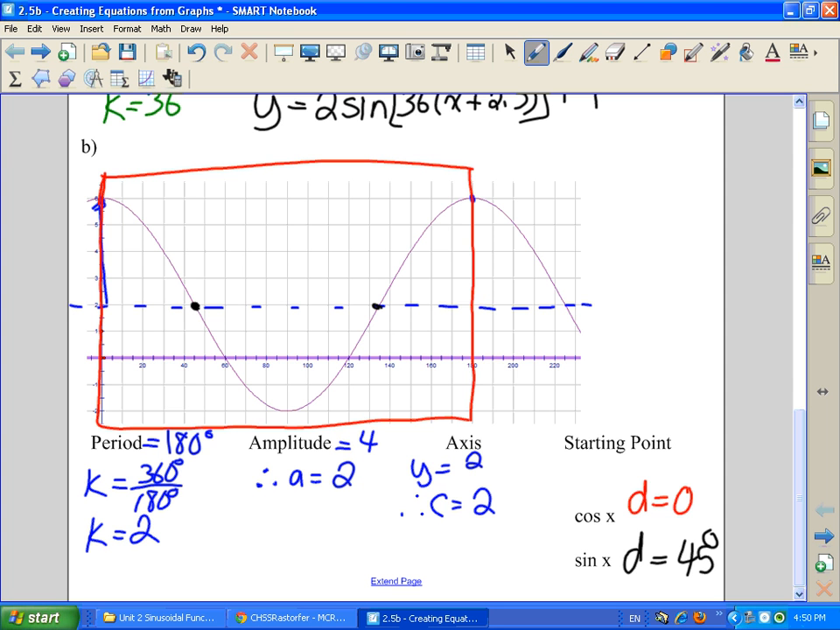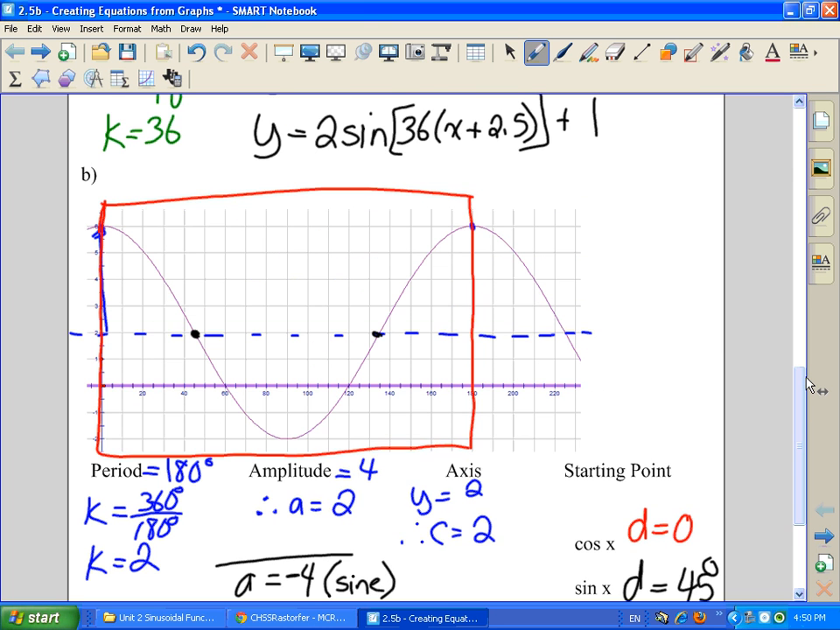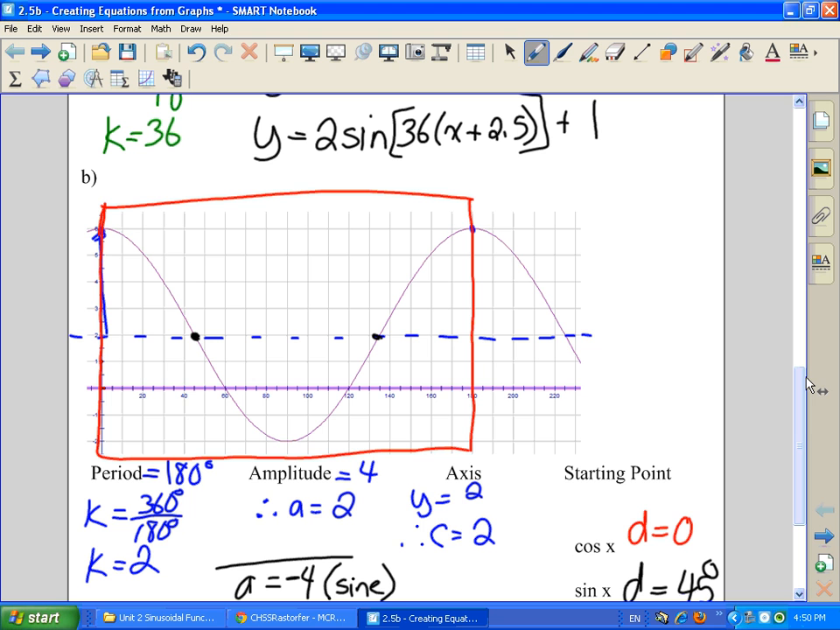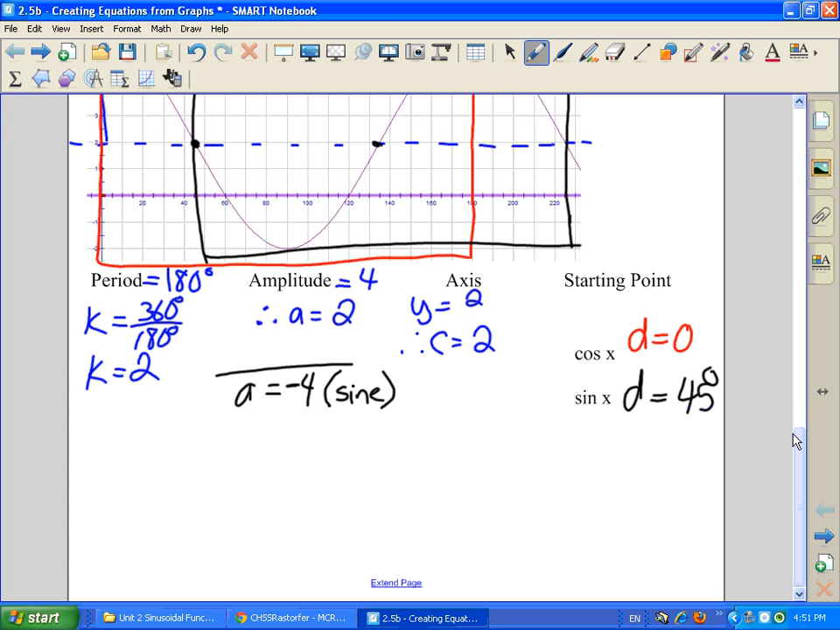And for this one, we're going to say that a equals -4, and that's for the sine. Okay? Just so that it fits on the graph. Because, ladies and gentlemen, if I go to box this in, I now have a box but it is what we call the reciprocal. It's been flipped or reflected by the axis of symmetry. All right, so let's write our equations in.